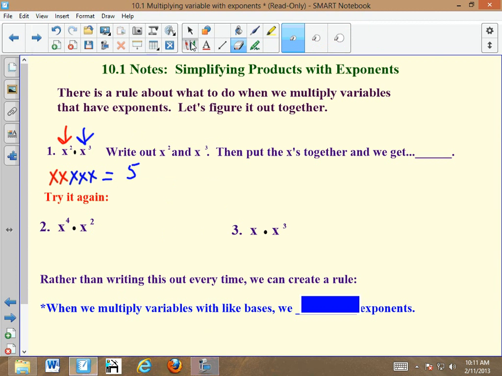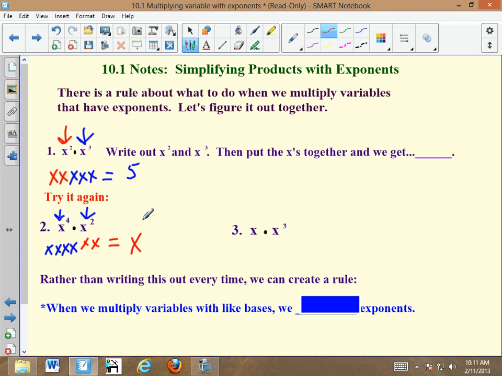So let's look at number 2. How many x's do I have right here? 2, 3, 4. How many x's do I have right here? So x to the 4th power times x to the 2nd power equals x to the 6th power. How many x's do I have right here? 1. When you don't see an exponent, there's a 1 there that's understood. How many x's do I have here? 3. So x to the 1st power times x to the 3rd power gives me how many x's? 4 x's. There you go.